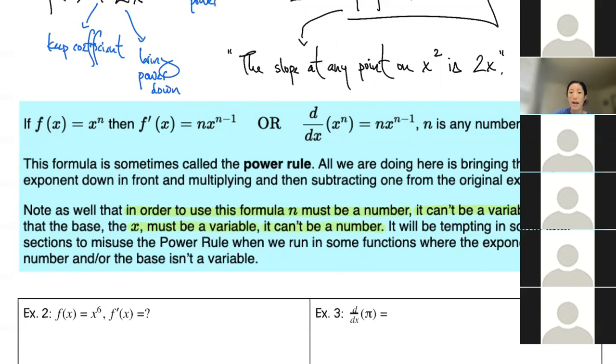And the reason why I want to point this out right now is because next week, we're going to learn a case that looks kind of similar to this, but the rule is going to be different because we don't have a variable in the base and a number in the exponent. Okay.